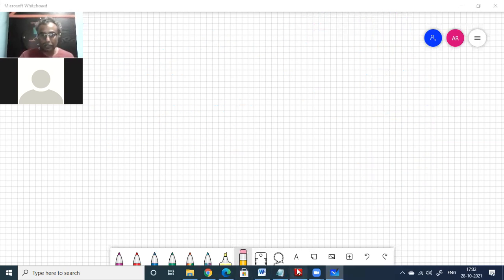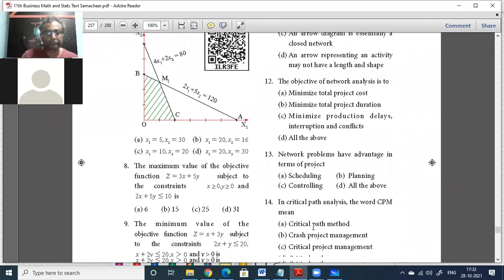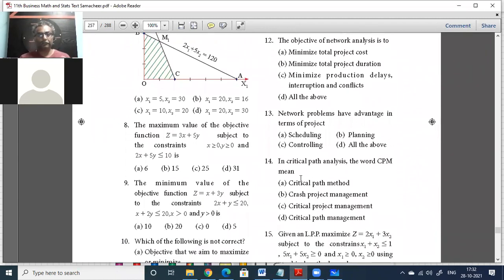Now what you have to do? 8th sum. The maximum value of the objective function z equal to 3x plus 5y subject to the constraints x greater than 0 and 2x plus 5y less than 10. Is there only one constraint? Only one line is there. Then you have to find out the maximum value of the objective function. So let us do that sum.